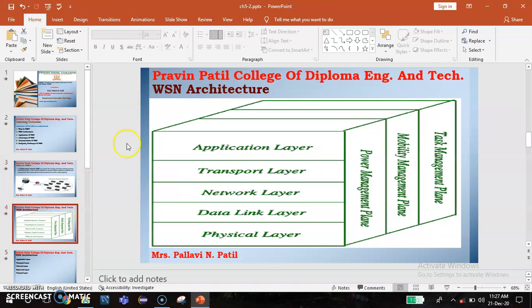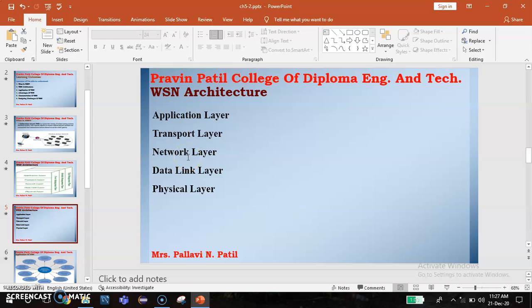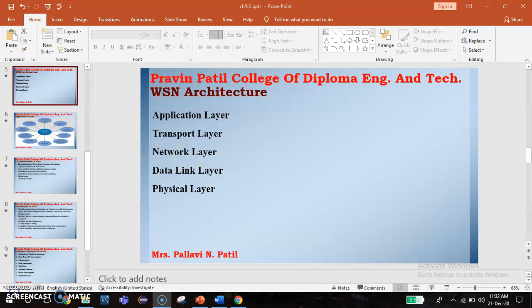The next is wireless sensor network architecture. This is a diagram of the wireless sensor network architecture. The application layer, transport layer, network layer, data link layer, physical layer. These are the different layers of the architecture we are using.